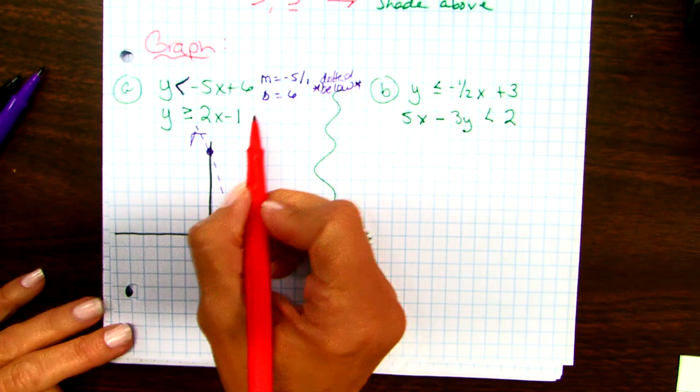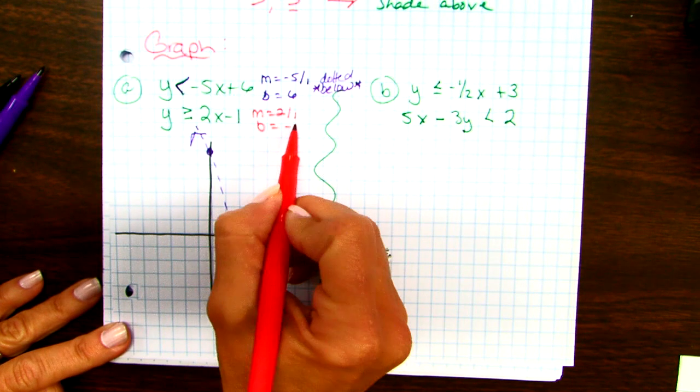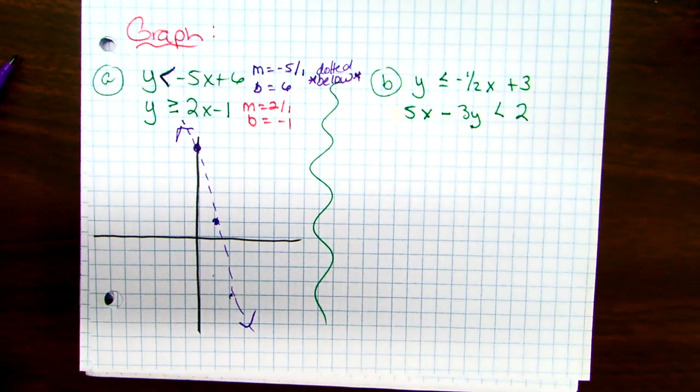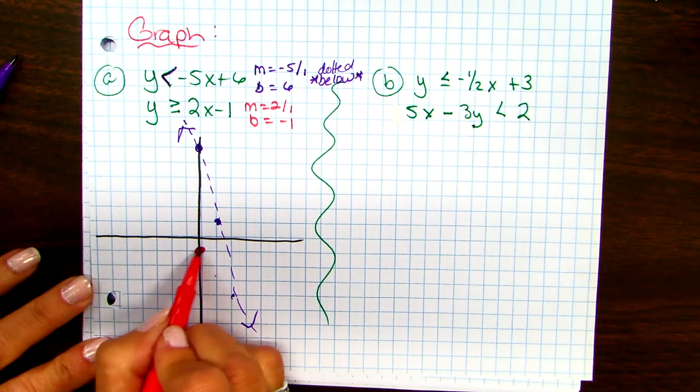I'll do this one in red. So M is 2 over 1. B is negative 1. First point always goes on the y-axis. So B is negative 1 there.